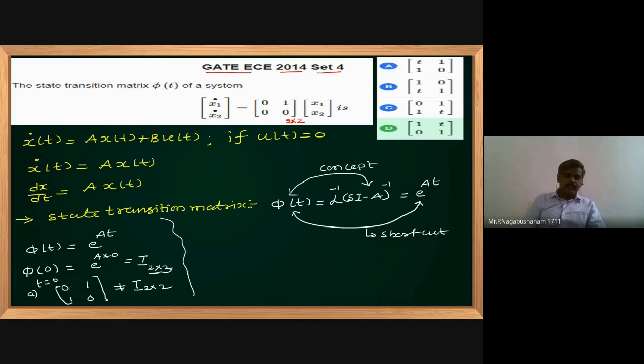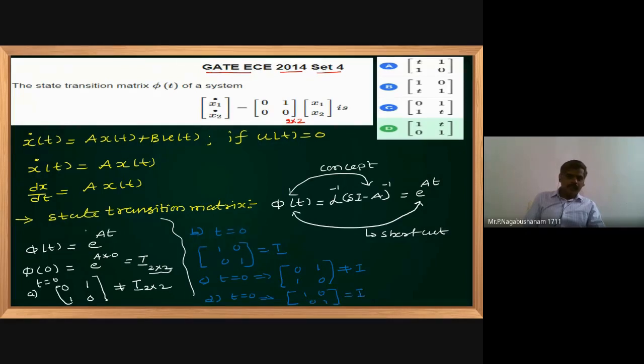Next, let me check multiple choice B. Use a different color. Multiple choice B. At t equal to 0, B will become 1, 0, 0, 1. Yes, it may be. Yes, it is I. So the answer may be B. Next, C. At t equal to 0, C will become 0, 1, 1, 0. It is not a unit matrix. D. At t equal to 0, option D will become 1, 0, 0, 1. Yes, it is also a unit matrix.